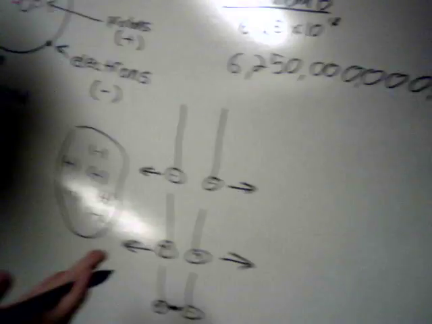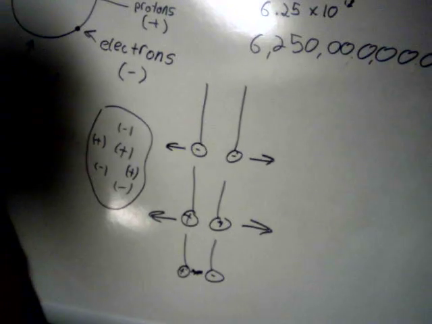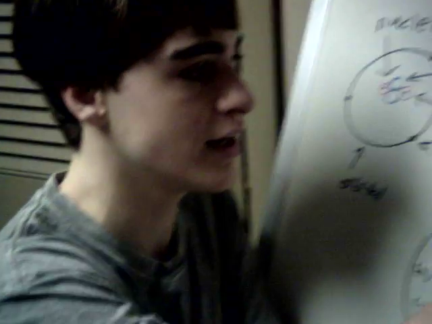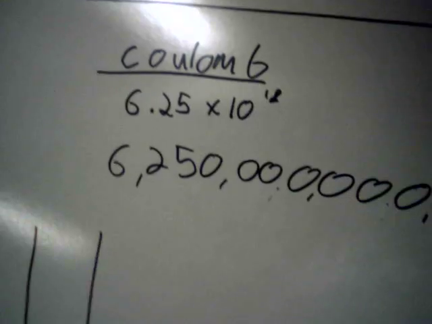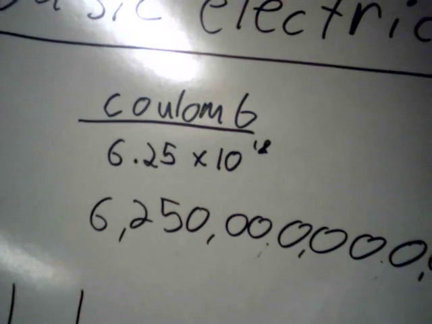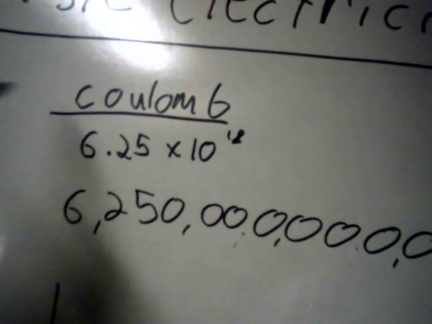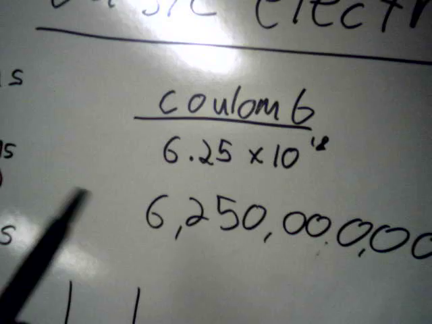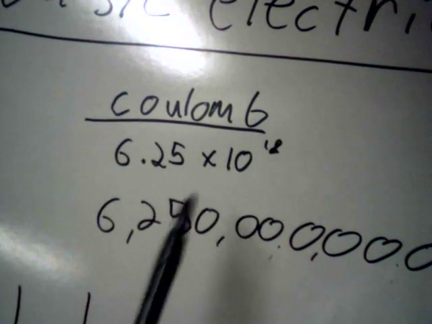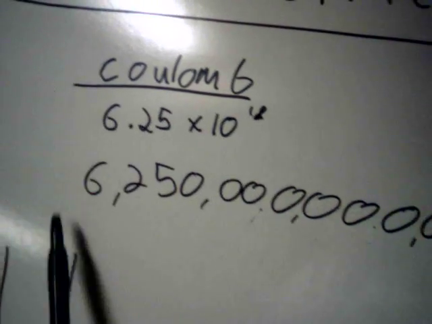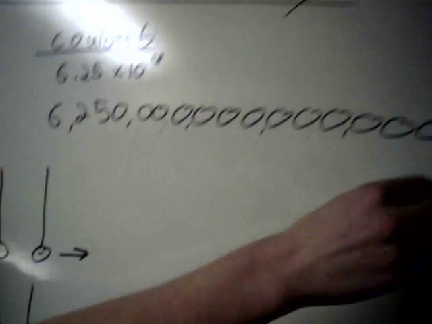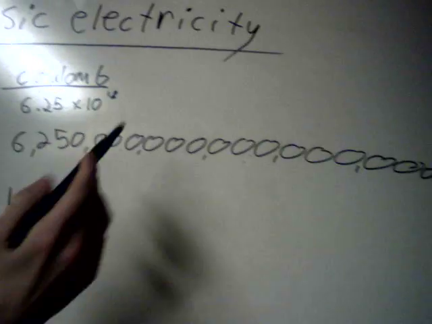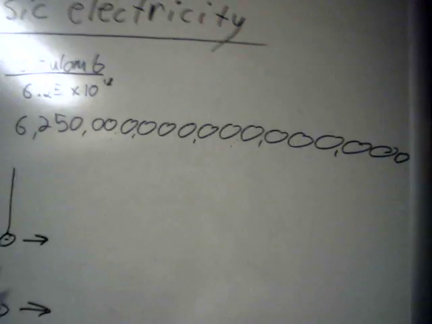We measure things with charge in something called the coulomb, alright? Don't ask me about it if you're curious. You can research it on Google, but basically, a coulomb means that we have 6.25 times 10 to the 18th power more electrons than protons, okay? So that's a negative coulomb. A positive coulomb is 6.25 times 10 to the 18th power more protons than electrons, alright?